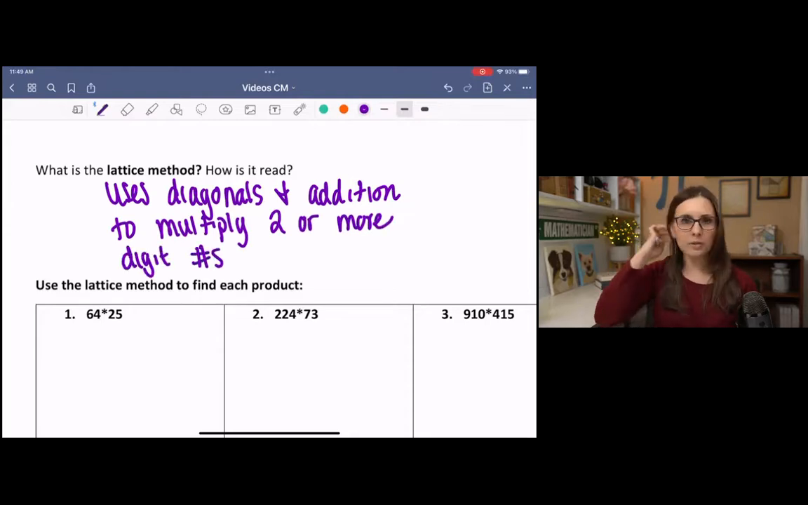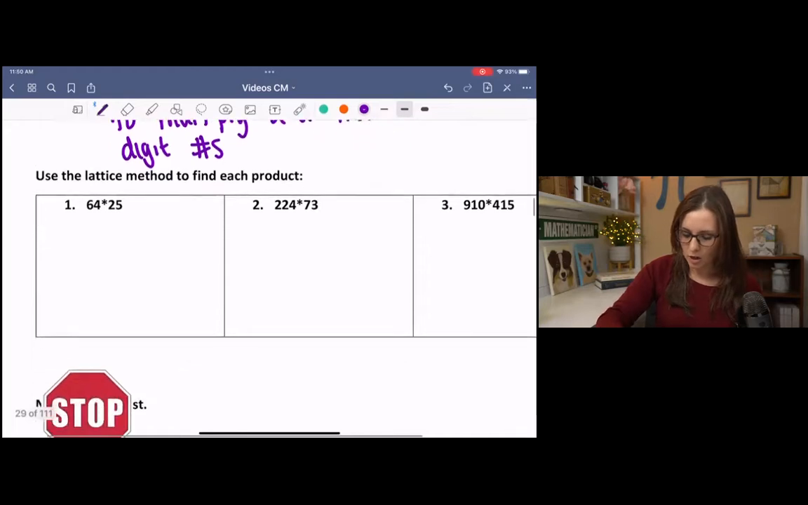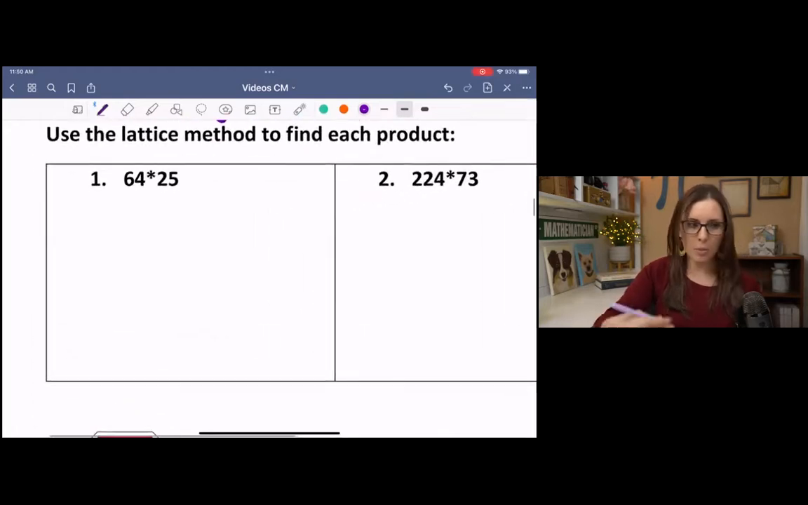So it's kind of like the box method. If you've ever seen the box method, it's kind of like that, but we take it a little bit further with these diagonals, and it looks like a lattice. If you've ever seen a lattice on like porches or in gardens, it's like little X's like that. So what we do here is we set up our two-digit numbers like the box method. I'm gonna have 64 broken up a little bit.